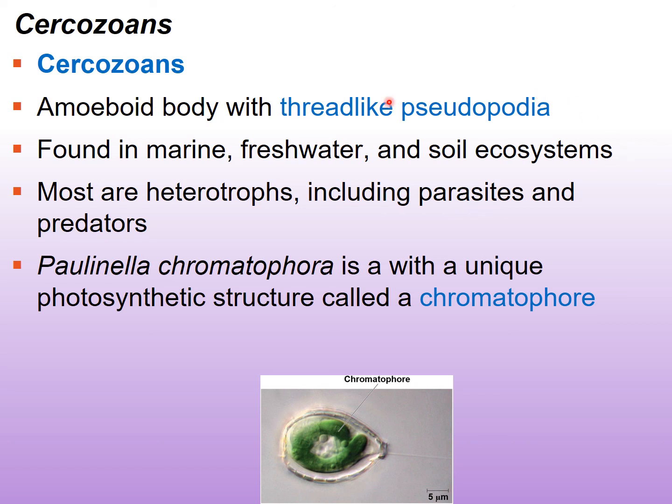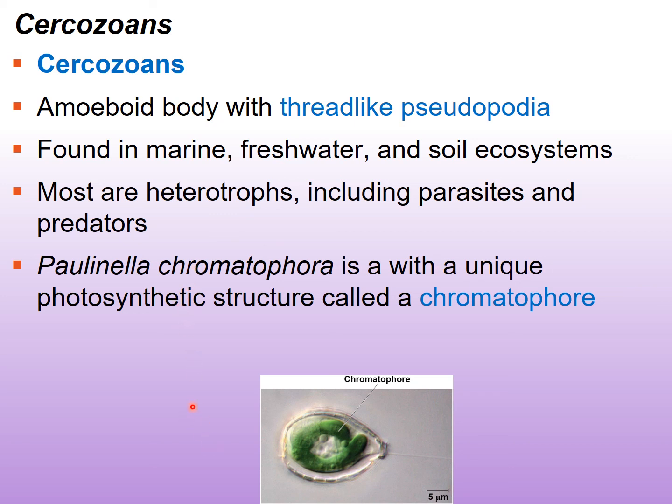So their body is amoeboid. Now, they do have thread-like pseudopodia. Then they live in diverse types of environments like marine or aquatic, meaning marine and fresh water, and also in terrestrial habitats like soil. Now, most of them are heterotrophic, and some of them are parasitic, and some of them are actually predators.